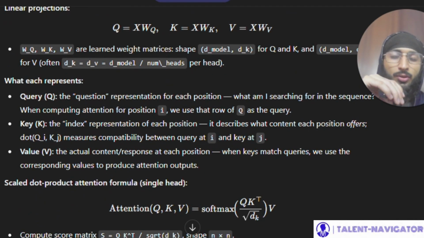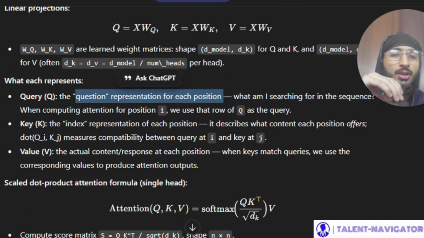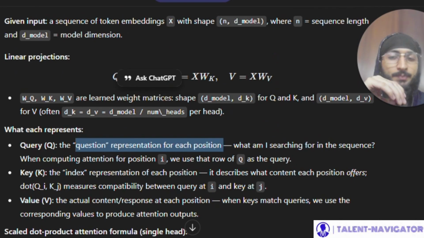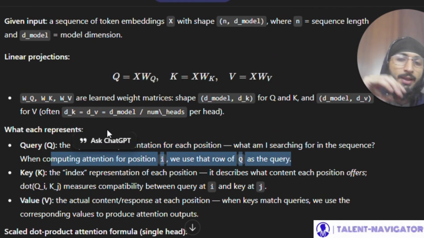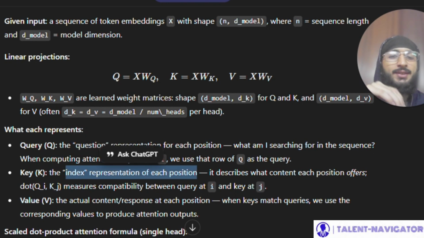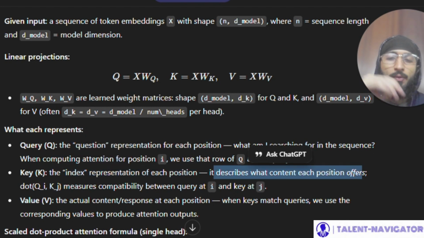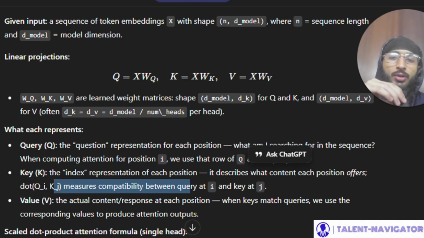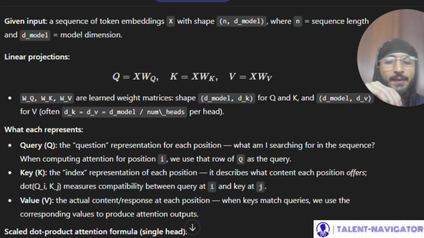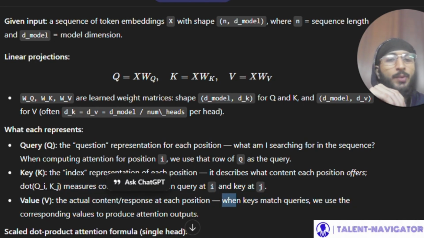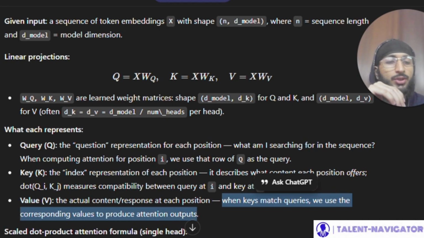Now what each represents: query Q is the question representation for each position. What am I searching for in the sequence? When computing attention for position i, we use that row of Q as the query. Then we have key K, the index representation of each position. It describes what content each position offers, right? The dot product between qi and kj measures compatibility between the query at i and the key at j. And value V is the actual content response at each position. When keys match queries, we use the corresponding values to produce attention outputs.